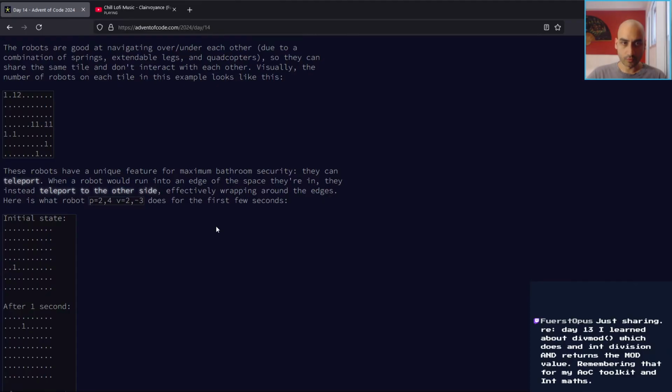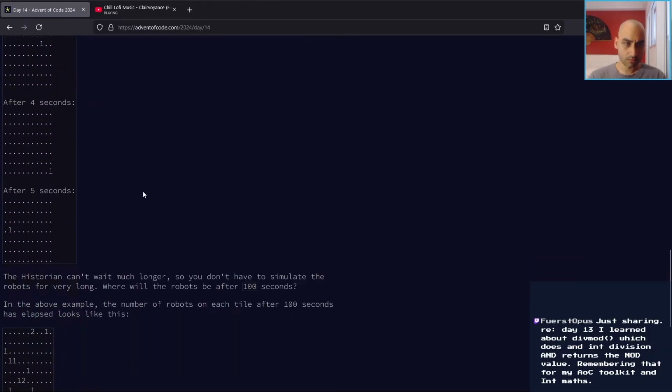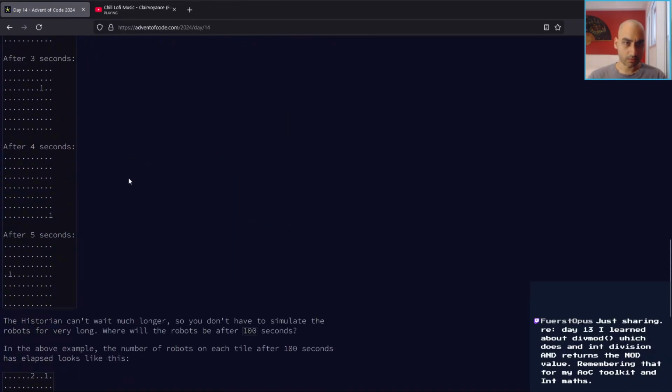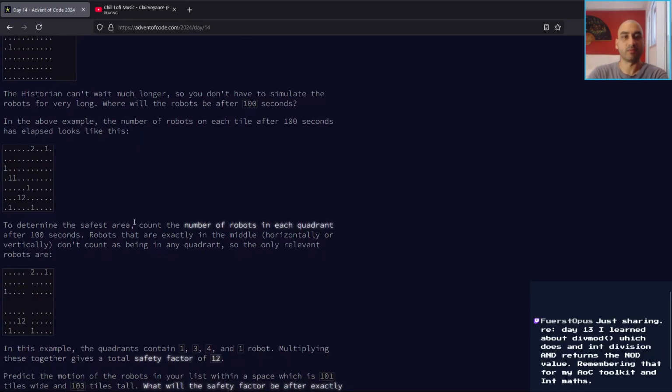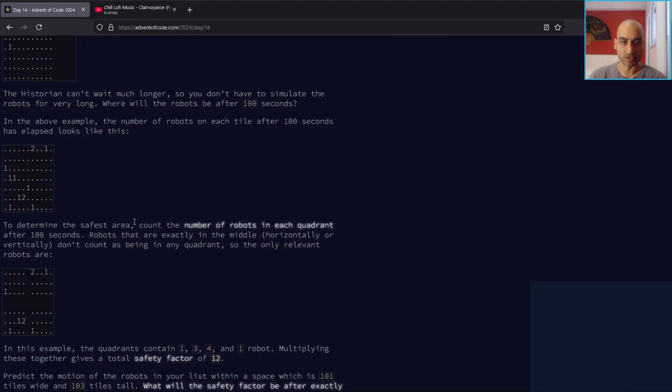When a robot would run into an edge of the space they're in, they instead teleport to the other side. Alright. The historians can't wait much longer, so you don't have to simulate the robots for very long. Where will the robots be after 100 seconds? To determine the safest area, count the number of robots in each quadrant after 100 seconds. I think I know where this is going.